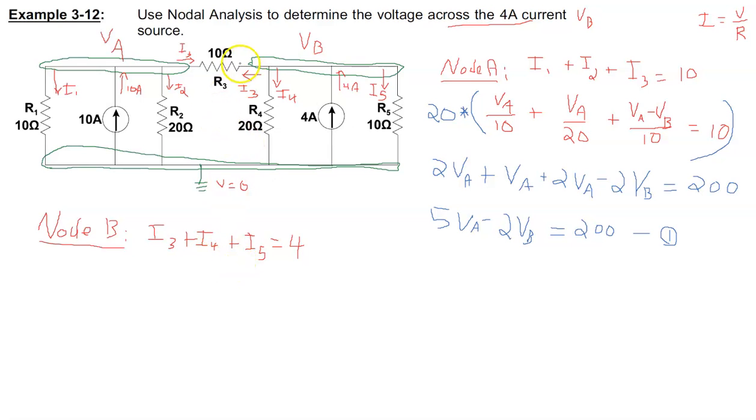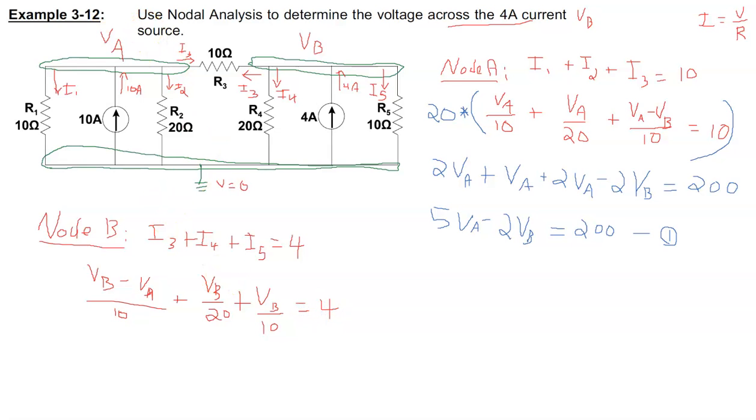And so for R3, if current flows from a higher potential to a lower potential, the voltage drop across R3 is VB subtract VA. So we have VB subtract VA, that's I3, divided by 10. We have now, for I4, VB subtract 0, so VB over 20, plus for I5, VB subtract 0, so VB over 10, and that is equal to 4.